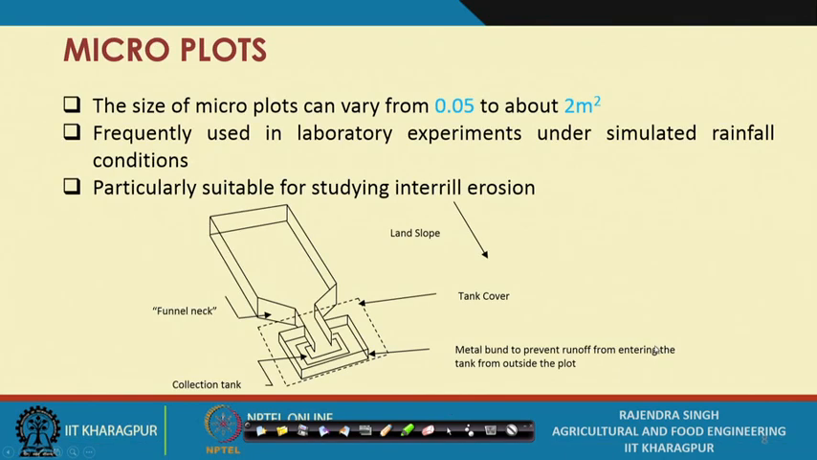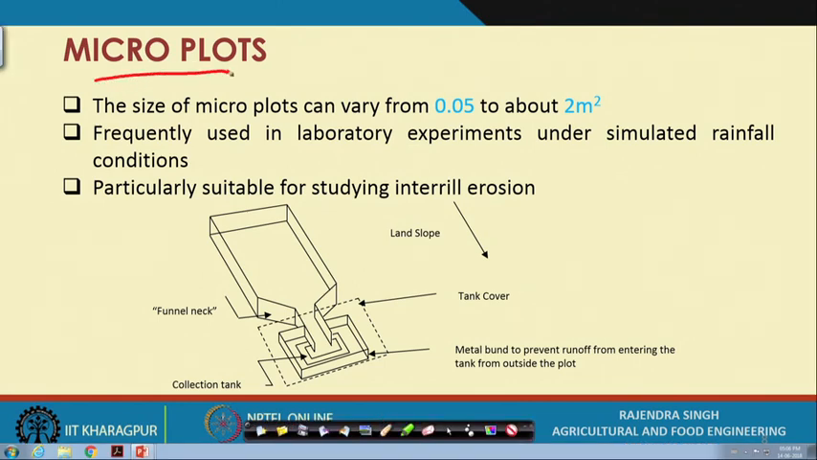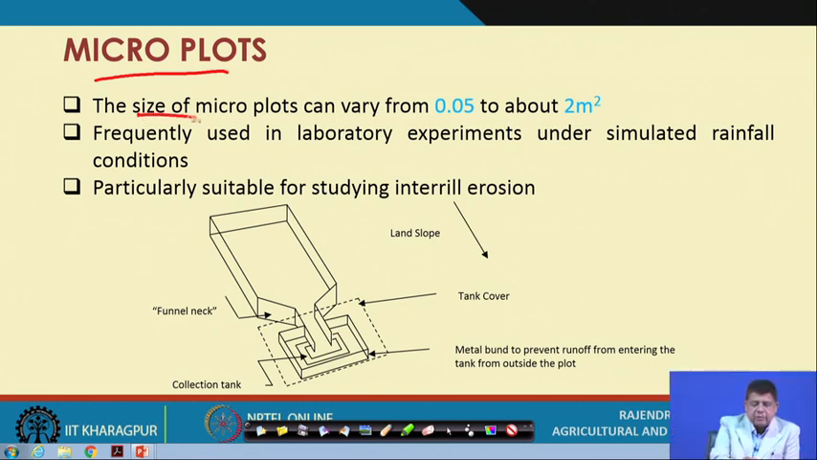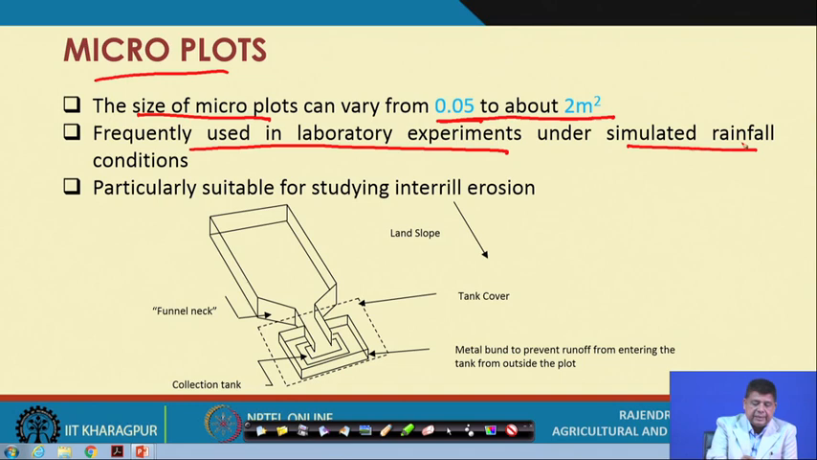Let us go into details of various kinds of plots, and let us begin with micro plots. The size of micro plots can vary from 0.05 to about 2 square meters. So, you can see that the size is really small, and that is why the term micro is used. And because of their size advantage, they are frequently used in laboratory experiments under simulated rainfall conditions.